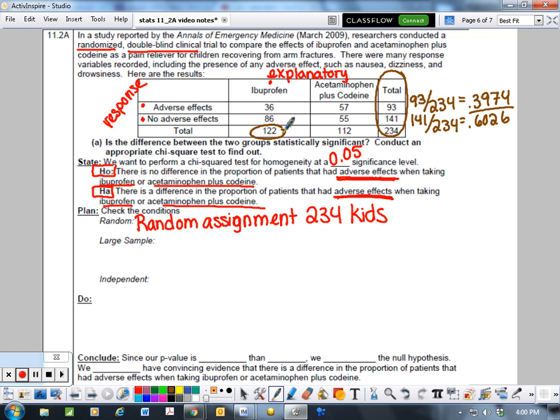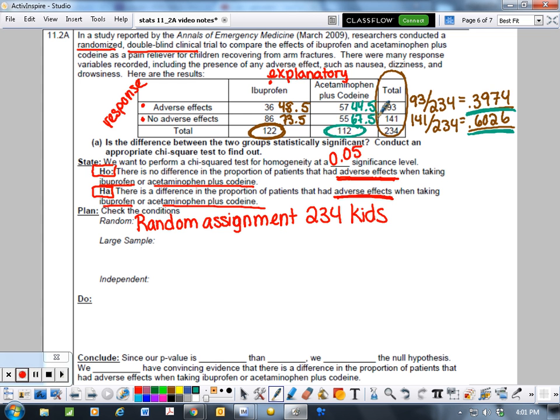Now to figure out our expected value for each one, I'm going to take this 0.3974 and I'm going to times by 122, and that'll tell me my expected amount here. And I get 48.5. And then I'm going to take the 0.6026, I'm going to times by the 122, and that's going to tell me my expected value for right here. So 73.5. And then I'm going to take this value and times by my 112. So that'll tell me how many I would expect right here, which is about 44.5. And then I'm going to take this and times by my total to figure out my expected value right here, 67.5.